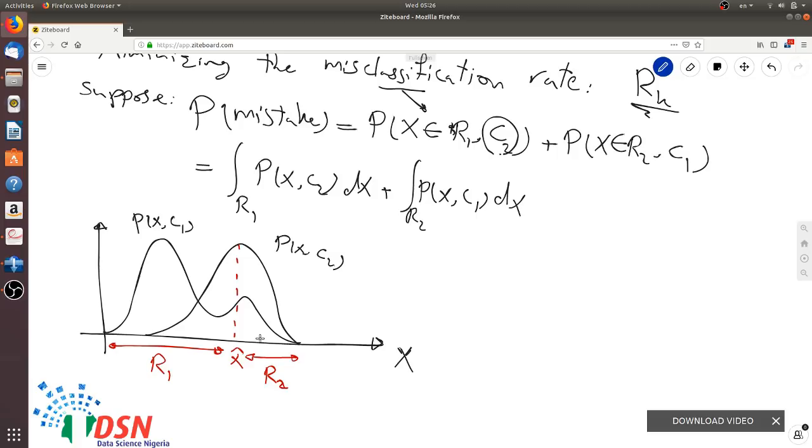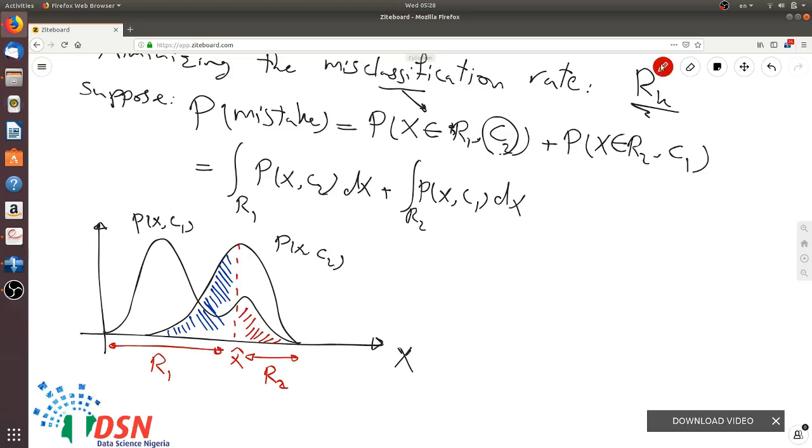So what is the probability of making a mistake? Somebody is in this region, in the joint probability of X and C2, but we decided on region R1. As you can see, this is the first integration, and the second term is here. This is the second error area, which belongs to the joint probability of X and C1, but we decide it is in region 2, which is incorrect, because region 2 means somebody has cancer, but this joint probability belongs to somebody who is normal.